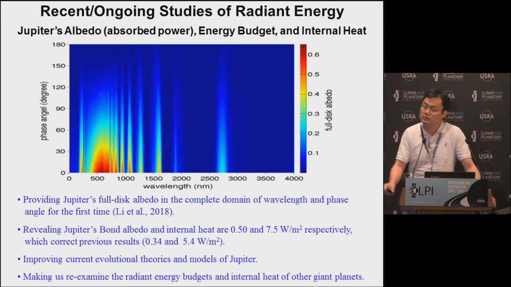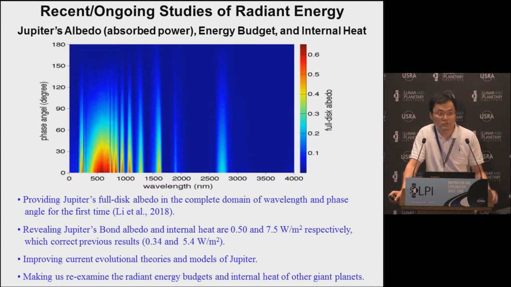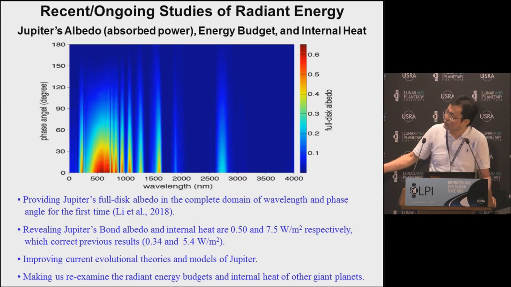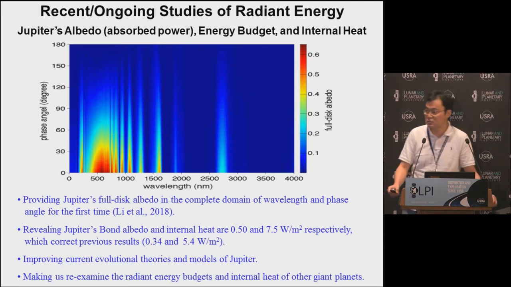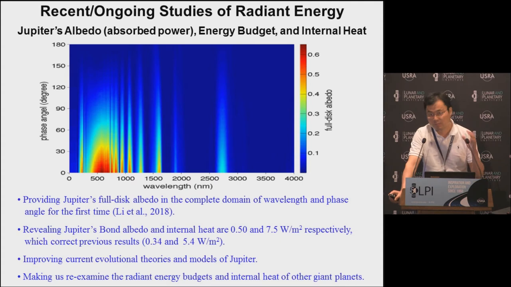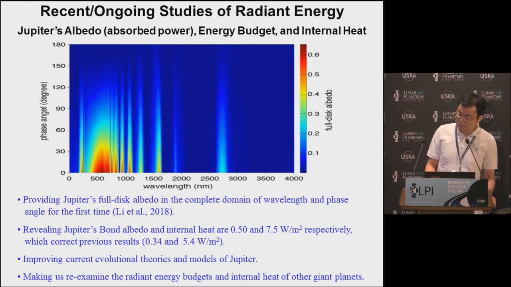Internal heat is pretty important for the giant planets, for their formation and evolution. So the new results here make us double check the models and theories of planetary formation and evolution for the giant planets. Also, because here we show the results for Jupiter, they suggest the previous measurements of the radiant energy budget and internal heat of giant planets are probably not correct. So we have to double check not only Jupiter, but also the other three giant planets. That's the point. Okay, that's for Jupiter.